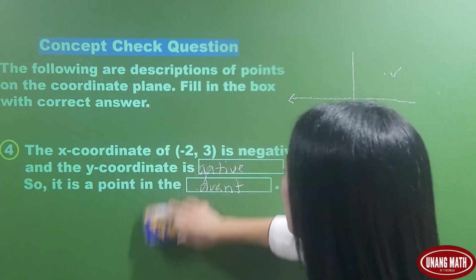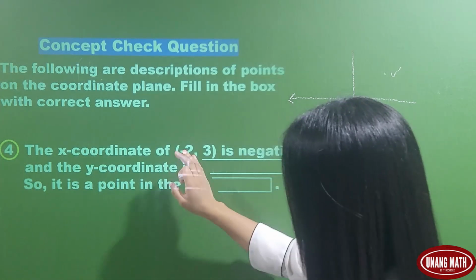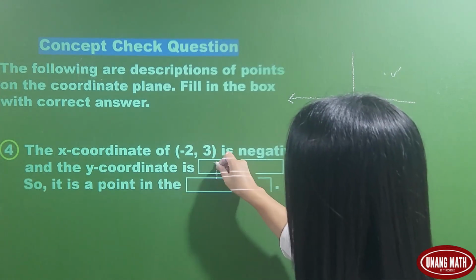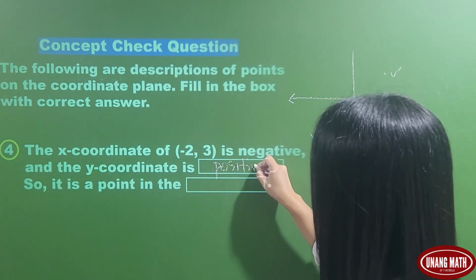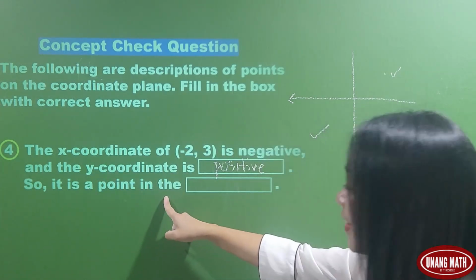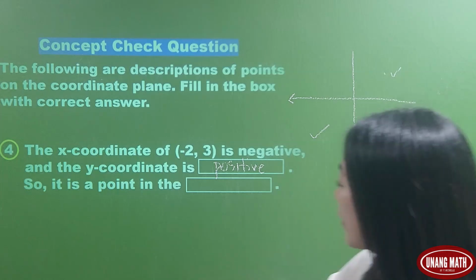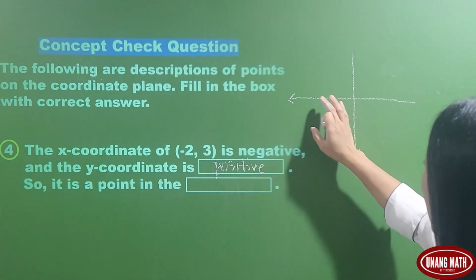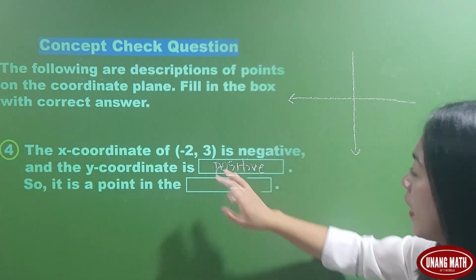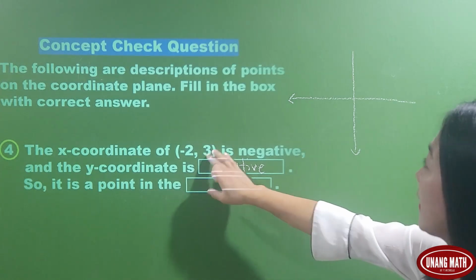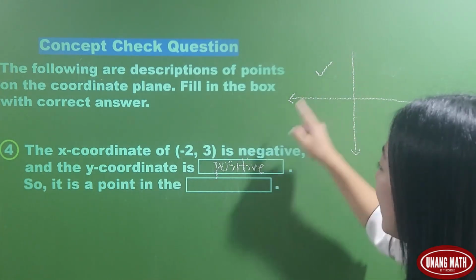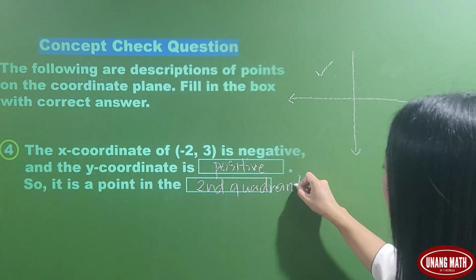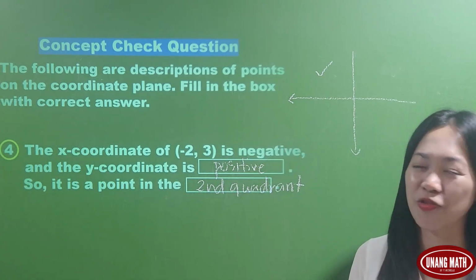Okay, let's move on to question number 4. The x-coordinate of (-2, 3) is negative and the y-coordinate, positive 3, is positive. Let's show it in our coordinate plane. The x-coordinate is negative 2, so it's either the second or third quadrant. But the y-coordinate is positive, so it means it's in the second quadrant. This ordered pair lies in the second quadrant.